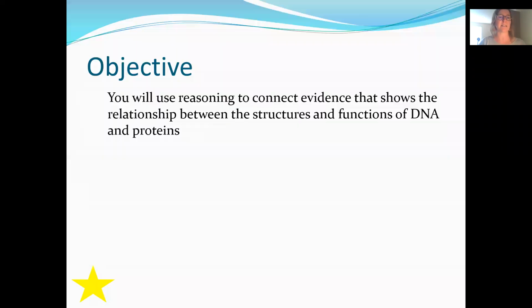Now the objective of the lesson is to use reasoning to connect evidence that shows the relationship between the structures and functions of DNA and proteins. But to do that, we need to understand how we go from DNA to protein, and then you kind of infer that structure determines the function, which we'll talk about towards the end. Remember, yellow star means a quick check question is being covered.